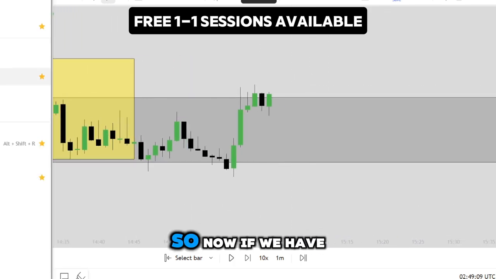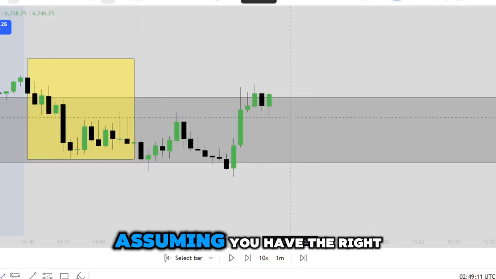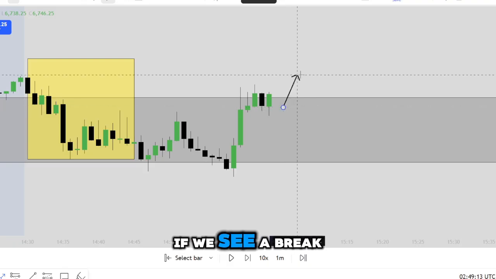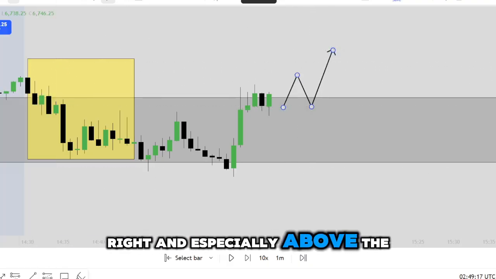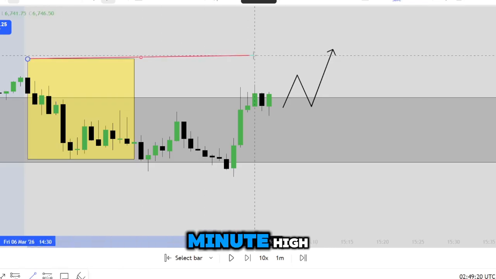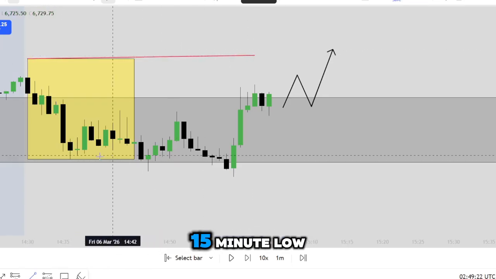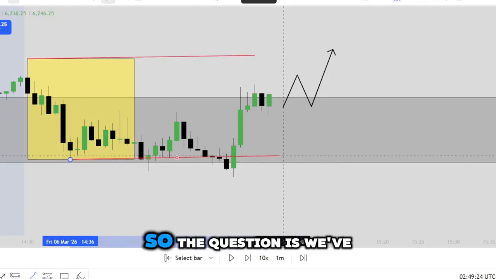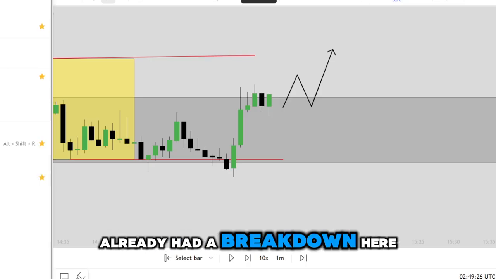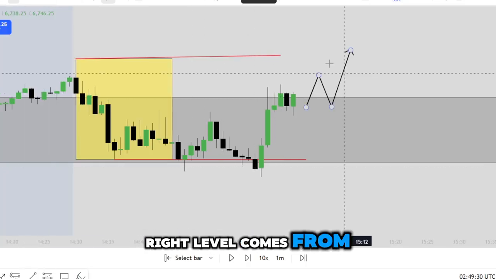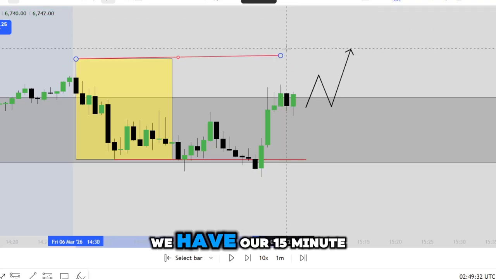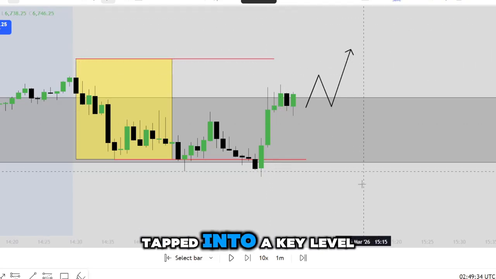Now, if we have a key level, assuming you have the right key level, if we see a break above the key level, and especially above the 15-minute high, so we have the 15-minute high and we have the 15-minute low. The question is, we've already had a break down here. So this is where trading intuition as well as choosing the right level comes from. We have our 15-minute high and low, and we've tapped into a key level.